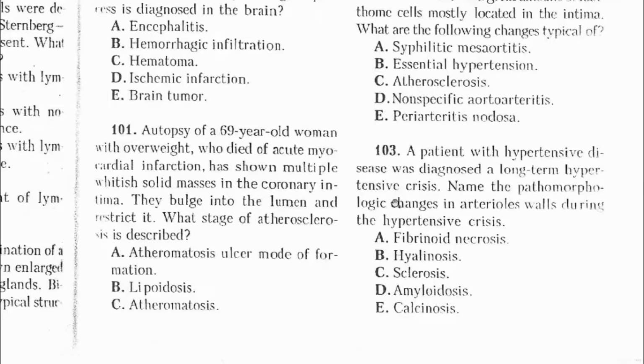So, question 101. Autopsy of a 69-year-old woman with overweight who died of acute myocardial infarction has shown multiple whitish solid masses in the coronary intima. They bulge into the lumen and restrict it. Of course, arteriosclerosis. So what stage of arteriosclerosis is described?